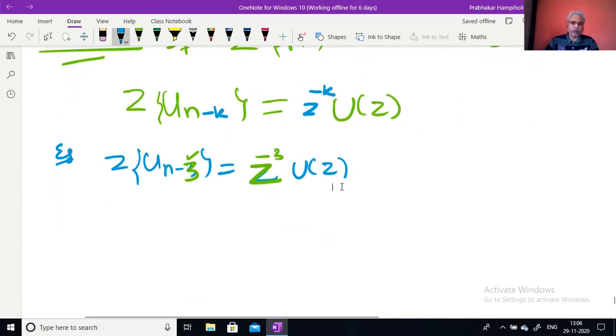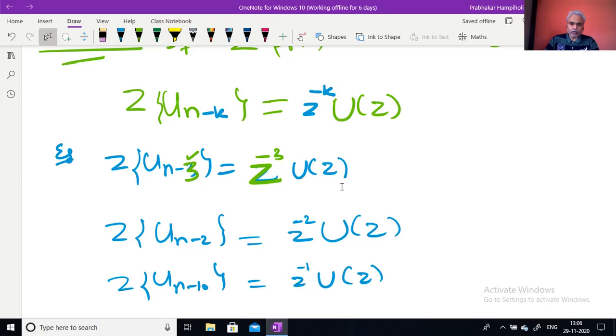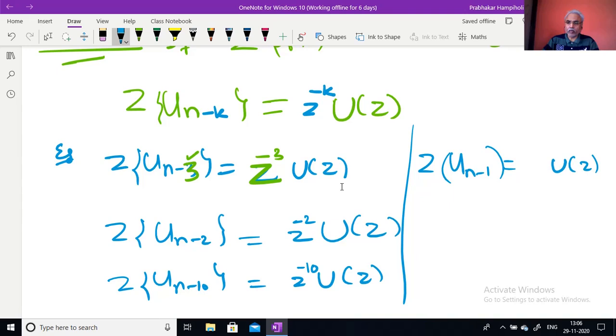Can you write some more for me? Z transformation of u n minus 2: to the original U of z, you multiply by z raised to minus 2. Z transformation of u n minus 10: to the original U of z, you multiply by z raised to minus 10. Z transformation of u of n minus 1: to the original U of z, you multiply by z raised to minus 1.